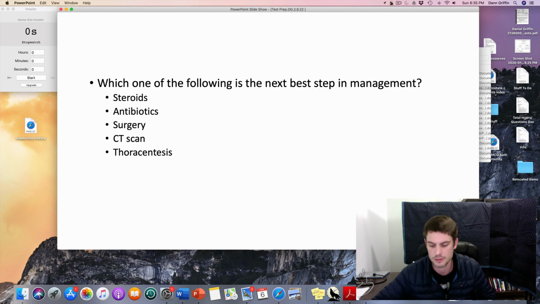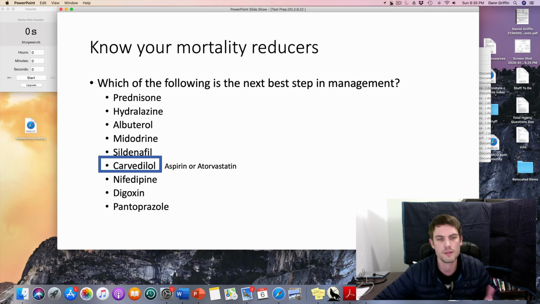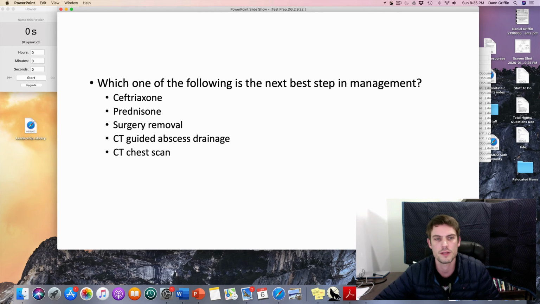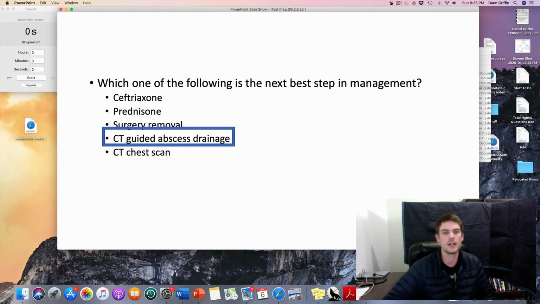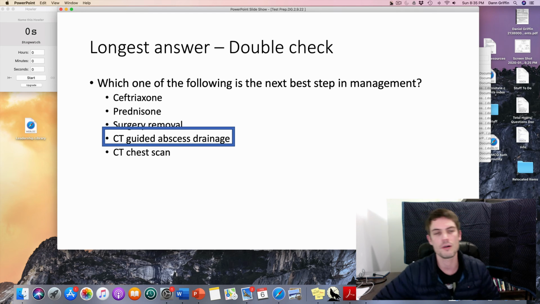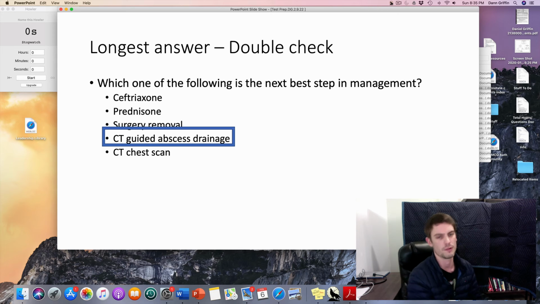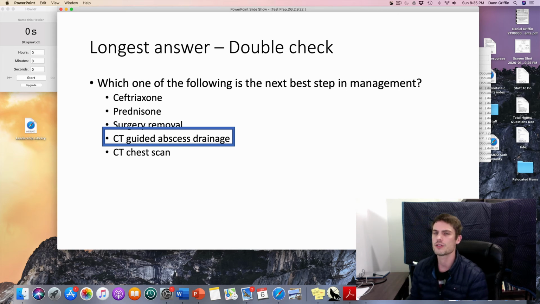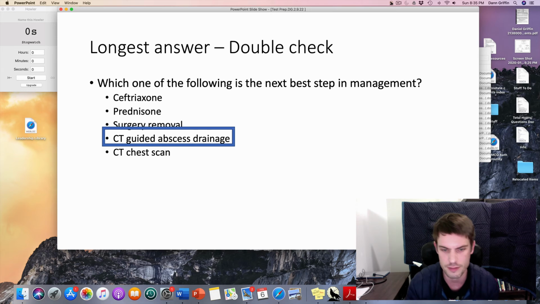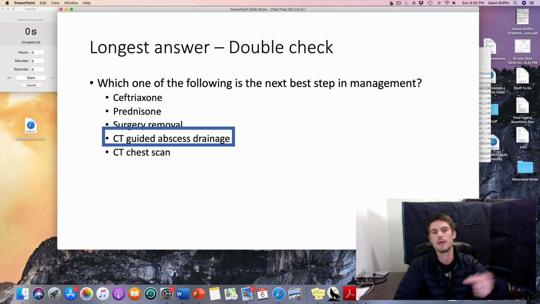Okay. So this one's carvedilol. Could also have been aspirin, atorvastatin. What is this one? CT-guided abscess drainage. Why? You need to look at the longest answer. Anytime you get the longest answer in a group of choices, especially when it's considerably longer, kind of like this one, just double check it. So if you're working questions and one answer is substantially longer than the other, just double check to make sure that that one is incorrect if you haven't picked it as your correct answer. If you've already picked it as your correct answer, then maybe it's even further confirming bias to say, hey, I got it right.